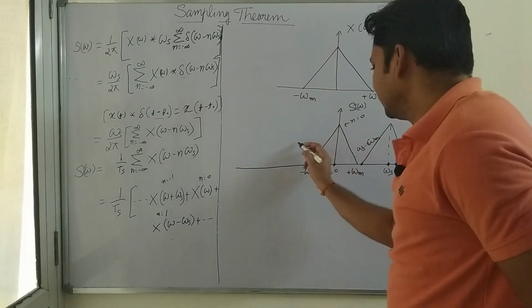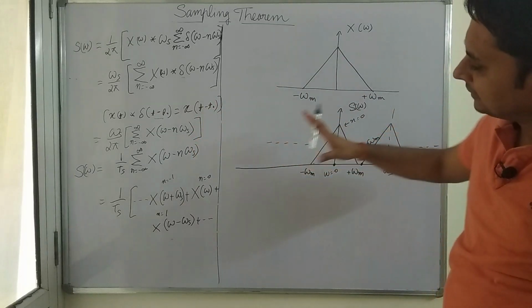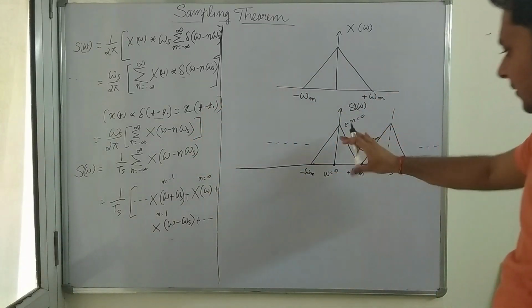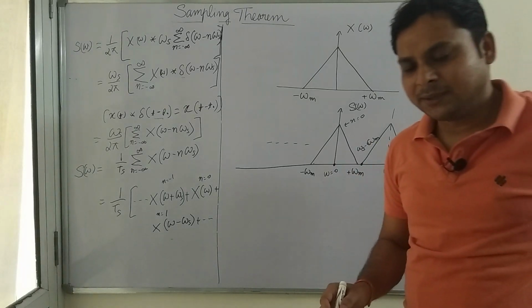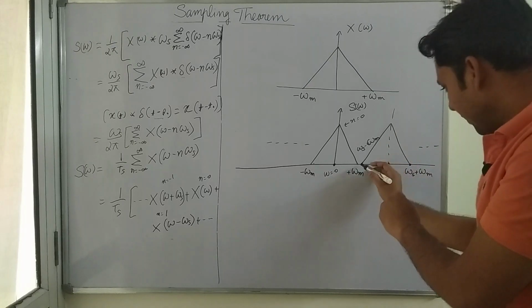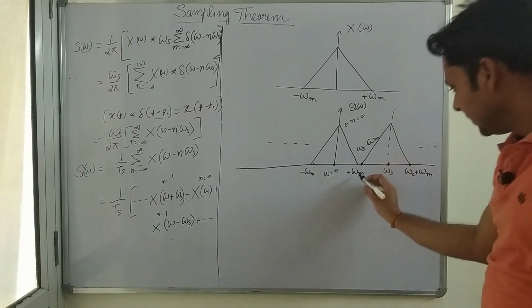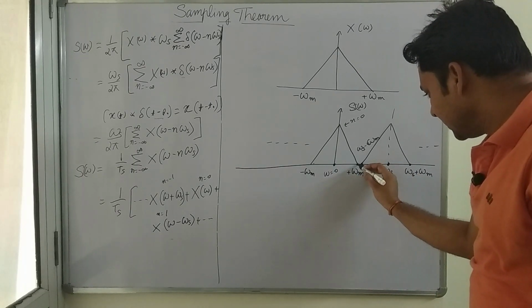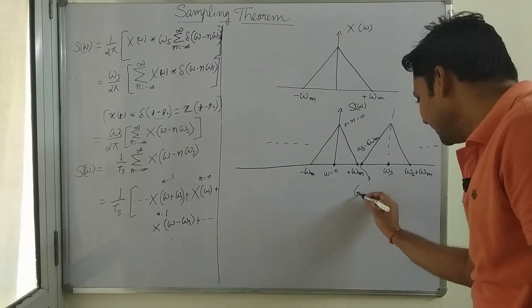It will continue onward, and in the negative x axis also there will be an infinite number of these kinds of signals in the frequency domain. So here we can understand that this point is omega s minus omega m, and omega m, there is a gap. This gap is known as the guard band.